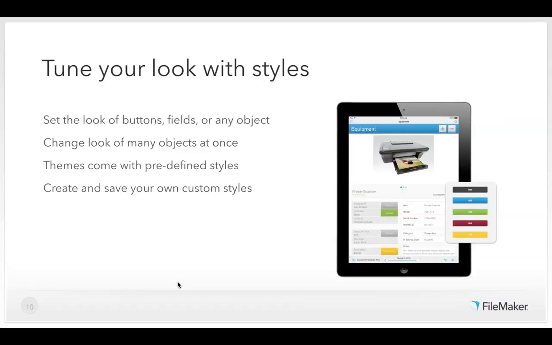Styles work exactly the same way in FileMaker 13. All the different objects on your layouts have styles, buttons, fields, and you can go ahead and change a single button, or you can update the style and have it update the layout, or indeed your entire solution all at once. Styles can be saved. They save with the themes, so you can have your own custom styles stored in your own custom themes, reuse them, and really build the look that you want. You can tune the look to create your own style, your own image.